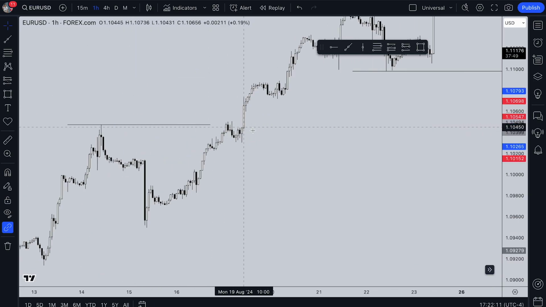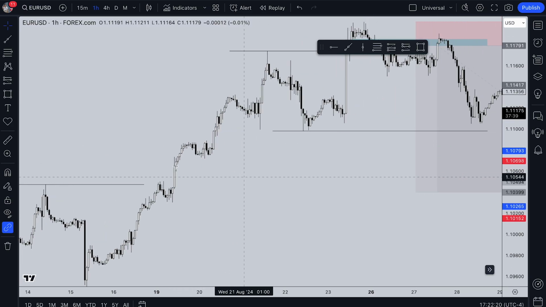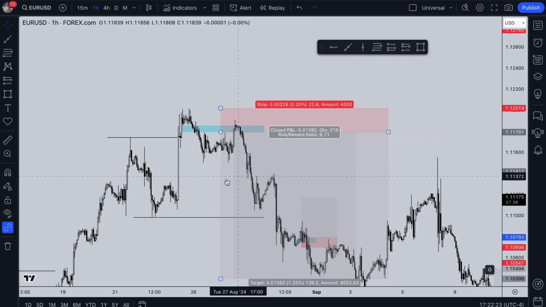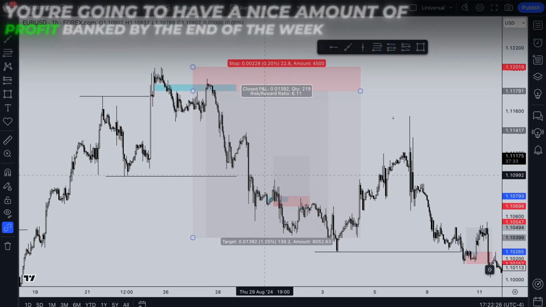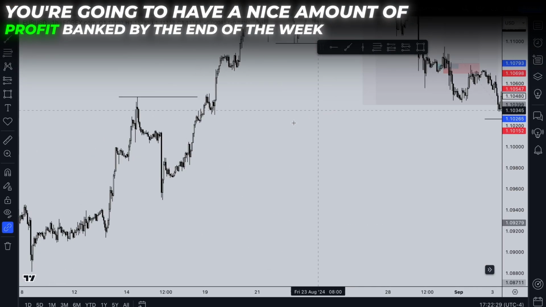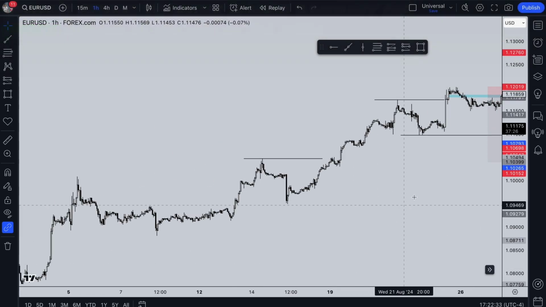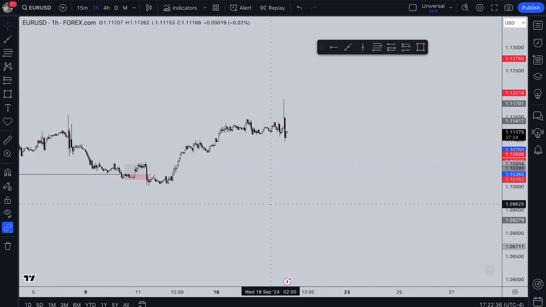Once again, in here, I believe this one looks like this could be a loss. Yes, this one would be a loss here, but you know, one loss is then followed by a 6 RR win, and if you're taking partial profits at every point, you're going to have a nice amount of profit banked by the end of that week, especially when you're on the lower time frame. And again, you can see it here.